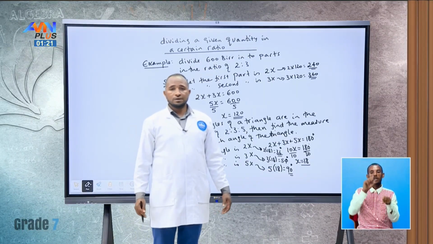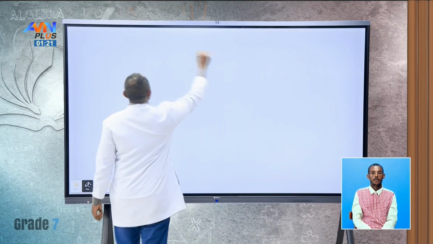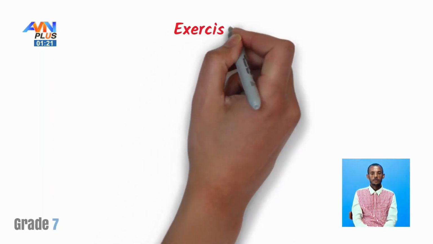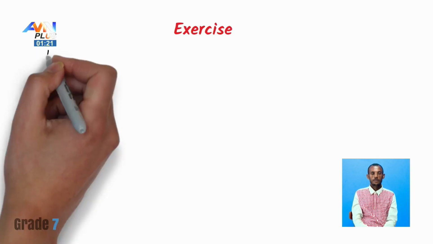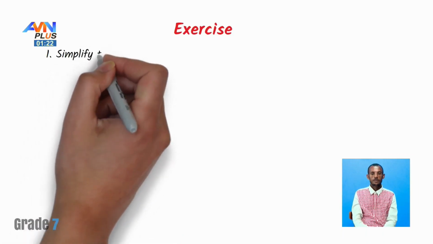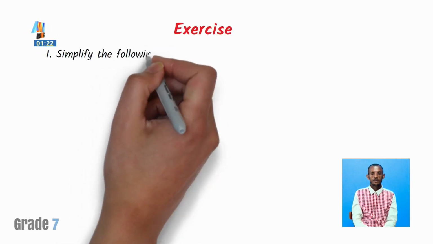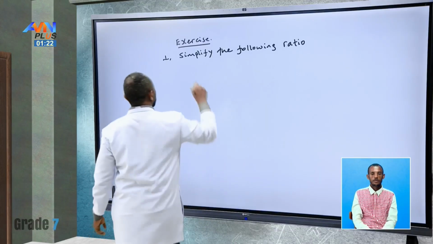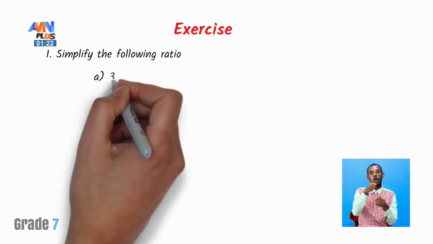I'll give you an exercise for you to try at home. Exercise. First question. Simplify the following ratio. Ratio A: 3 and 1/2.